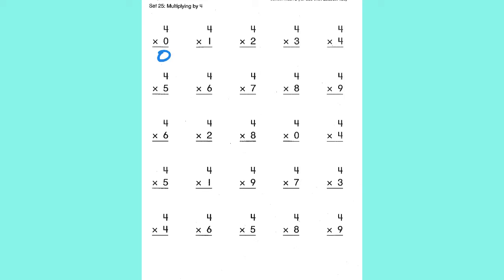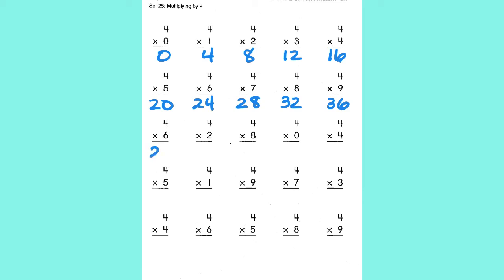4 times 1 equals 4. 4 times 2 equals 8. 4 times 3 equals 12. 4 times 4 equals 16. 4 times 5 equals 20. 4 times 6 equals 24. 4 times 7 equals 28. 4 times 8 equals 32. 4 times 9 equals 36.